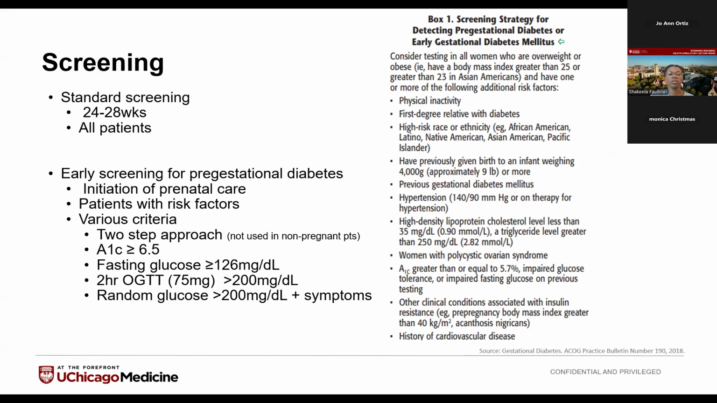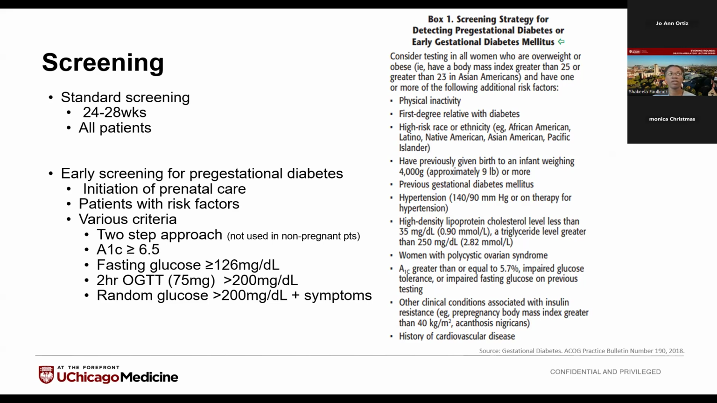So ideally, we're doing this screen at the initiation of prenatal care. And we're looking at patients who have risk factors, and there's multiple ways to go about this screening. We can use the two-step approach, which is similar to what we use at 24 to 28 weeks. Of note, this is not used in non-pregnant patients, so we don't really have a parallel to type 2 diabetes diagnosis, but we often will use it to say that there's some amount of insulin insensitivity. And then finally, you can also use just the type 2 diabetes criteria. So the A1C greater than 6.5.